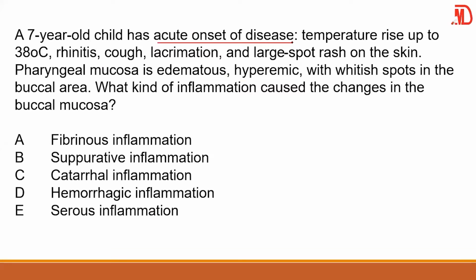A 7-year-old child has acute onset of disease. Temperature up to 38, rhinitis, cough, lacrimation, large spot rash on the skin, pharyngeal mucosa is edematous, hyperemic with whitish spot in the buccal area. What kind of inflammation caused these changes?